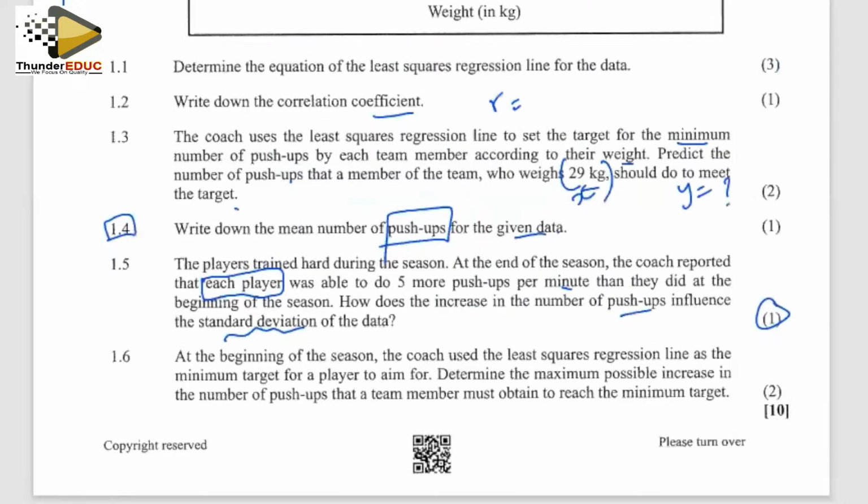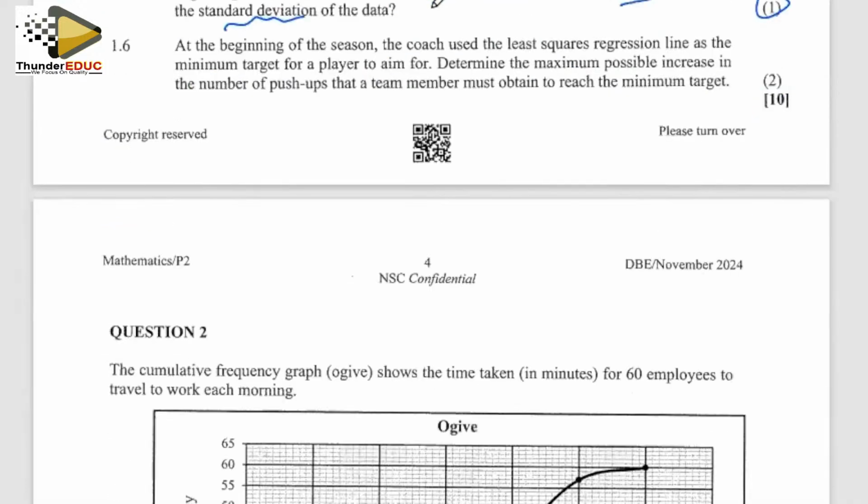All right, then 1.6. At the beginning of the season, the coach used the least squares regression line as a minimum target for a player to aim for. In other words, there was a target that was set that every player must reach. Determine the maximum possible increase in the number of push-ups that a team member must obtain to reach the minimum target.